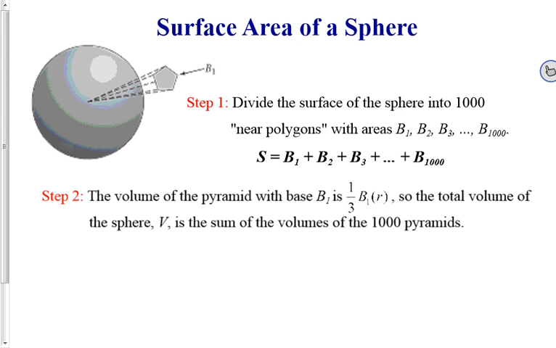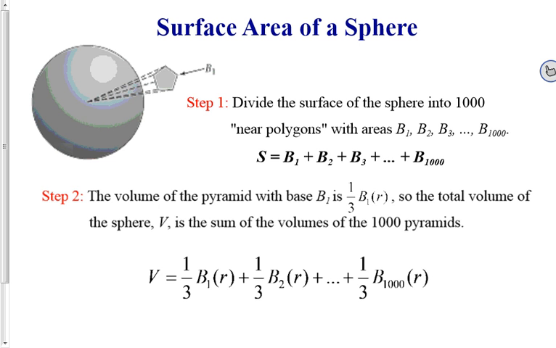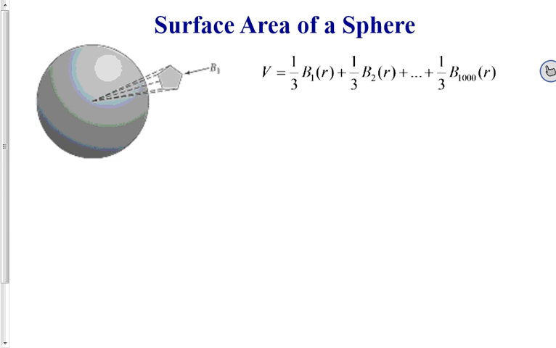So the total volume of the sphere, V, is the sum of the volumes of the 1,000 pyramids. So when we write this out in an equation, we get the volume equals 1/3 times B sub 1 times r plus 1/3 times B sub 2 times r plus 1/3 times B sub 3 times r, and so on until we have the volume of all 1,000 pyramids. So what do we do with this volume formula?